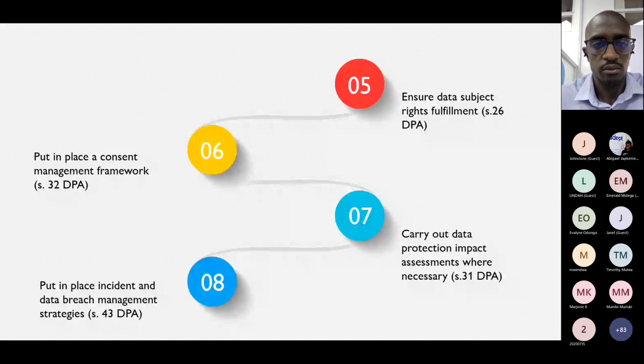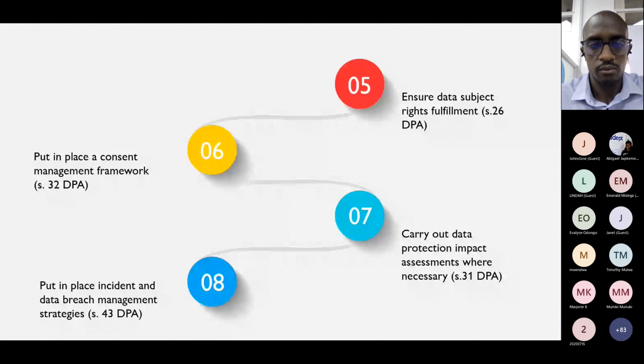Number 8 there, you need to put in place incident and data breach management strategies. As you realize, in terms of compliance, there are areas where other professionals within the institution will assist you. For example, for data breach management, the CISO, the Chief Information Security Officer or Chief Security Officer, will come in handy, because the assumption is that as an institution you may have an ICT policy, an ICT cybersecurity strategy, and a physical security strategy. So all this comes together with compliance with data protection.